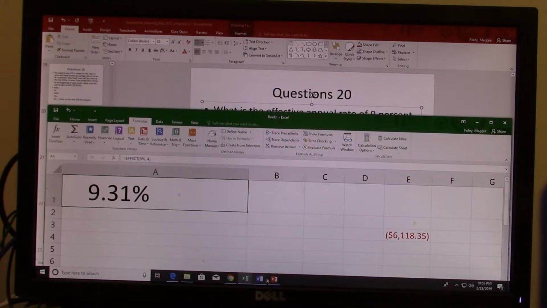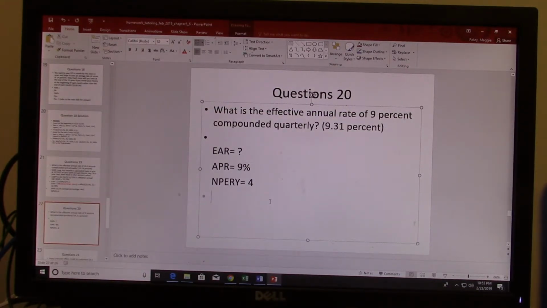To do that mathematically, we know EAR equals 1 plus APR divided by n, to the power of n, minus 1. So EAR equals 1 plus 9% divided by 4, to the power 4, minus 1. So this is the math equation.